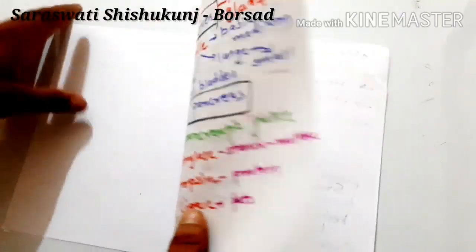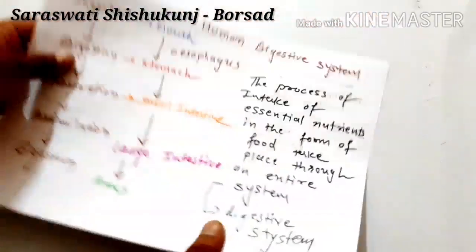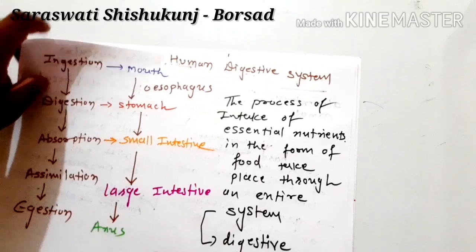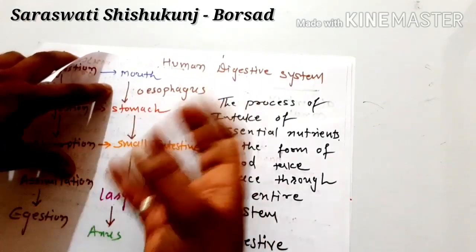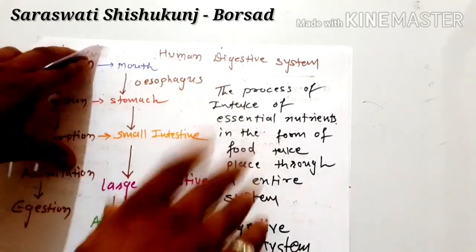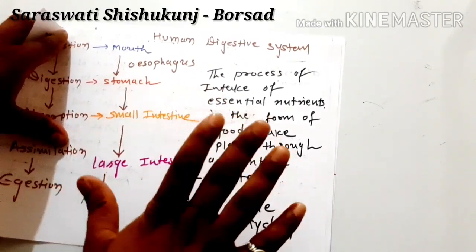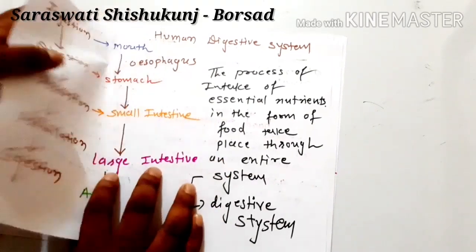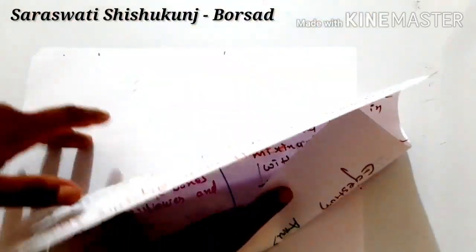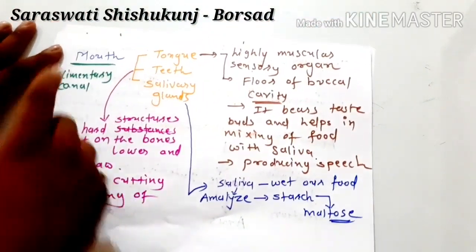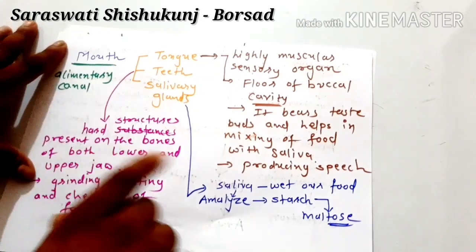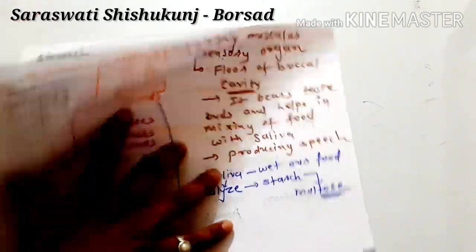Okay, so let's have a quick revision over it. Let's start. We have started from here: ingestion, digestion, absorption, assimilation, and egestion, right? First of all, what is our digestive system? A process of intake of nutrients in the form of food through a whole system, that is called our digestive system. Our digestive system is made up of the mouth, our alimentary canal, and different secretions, different glands. Now let's see. First it starts from the mouth. In the mouth we will have tongue, teeth, and salivary gland. What is the function of the tongue, teeth, and salivary gland? That is important to note down.